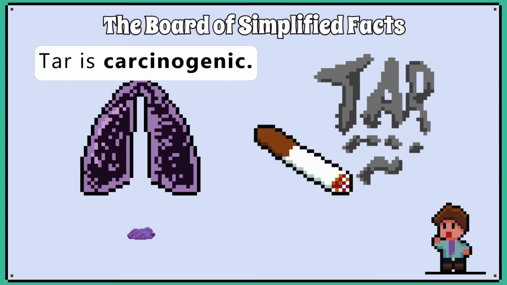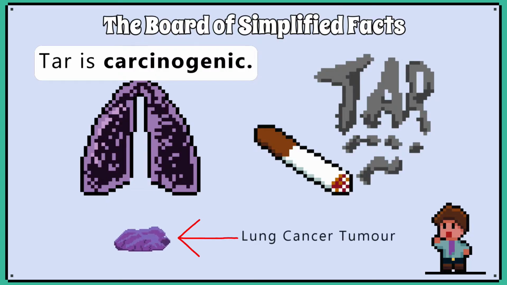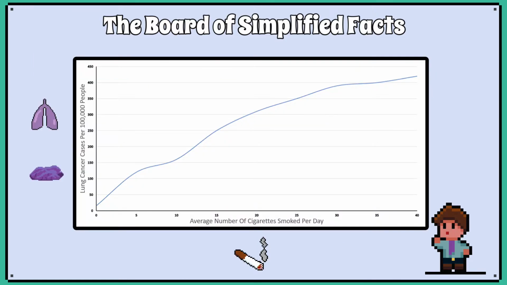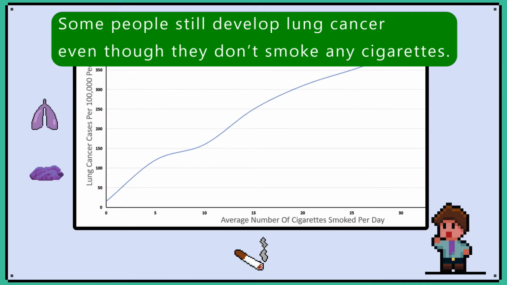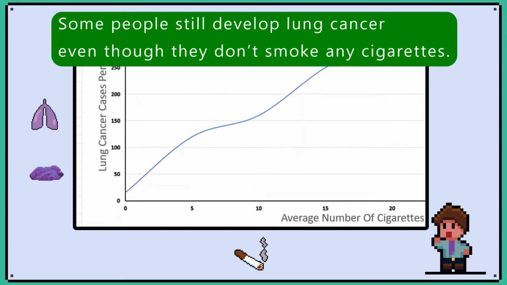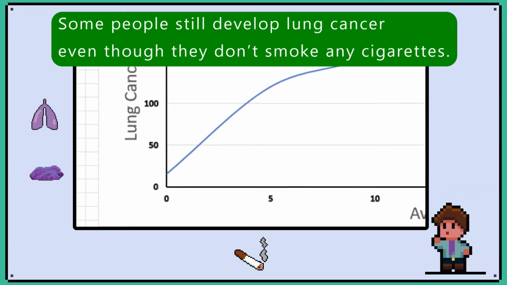Tar in cigarette smoke contains carcinogens, which can lead to lung cancer and potentially death. A carcinogenic substance causes cancer. A common question that looks at data of the amount somebody smokes versus lung cancer rate will ask why the following statement is incorrect. Smoking is the only cause of lung cancer. You should refer to the data in your answer, which tells us that some people still develop lung cancer even though they don't smoke any cigarettes.